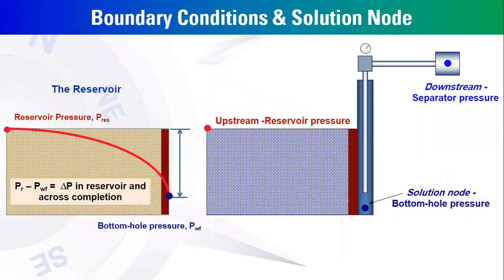So for the boundary conditions and solution node for the reservoir, this is the average reservoir pressure, and this is the bottom hole flowing pressure, and this is the pressure profile of the pressure losses or pressure drop across the reservoir, which is affected by the reservoir properties and also the completion efficiency, and whether we have stimulation or hydraulic fracturing and so on. So this is the solution node. The upstream will be the reservoir pressure and the downstream will be the separator pressure.